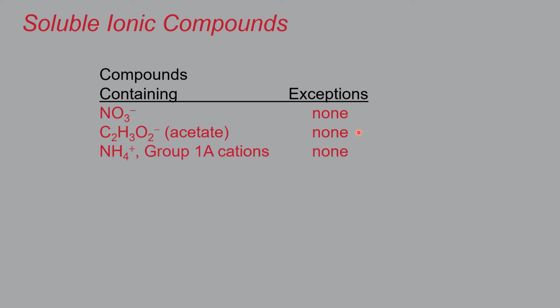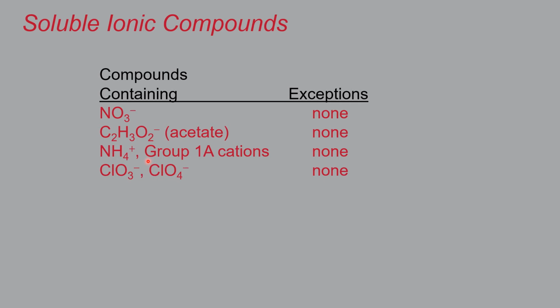Also, if the cation happens to be ammonium, NH4+, so that's one of the lists you're supposed to know, or any of the group 1A cations. So this is that first group all the way on the left, like lithium, sodium, potassium, and those guys. If that is the cation, no matter what the anion is, that's going to be a soluble compound.